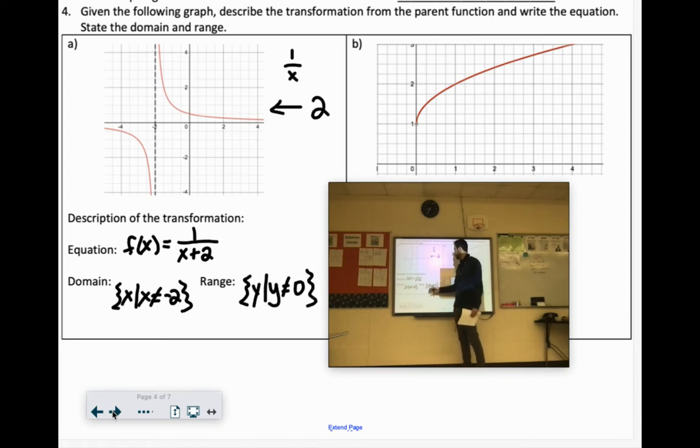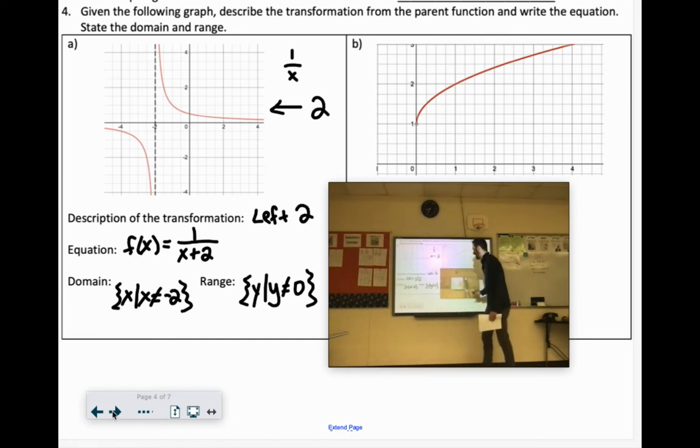I notice I keep doing this. I keep writing my y's right next to each other, but a little bit different. What's going on in here? Did I forget anything else? I think that's it. That's all we need on that one. Oh, description. I put the left 2 up here, but left 2. Left to my own devices.